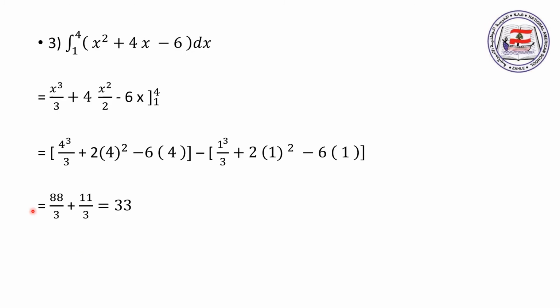For the third example, the integral over 1 to 4 of x squared plus 4x minus 6 dx. We need to calculate the integration of each term, so it gives x cubed over 3 plus 4x squared over 2 minus 6x, the definite integral over the boundaries 1, 4. So at first we need to replace x by 4, then subtract from it the values obtained when x is replaced by 1. And we get 88 over 3 plus 11 over 3, so it gives 33.